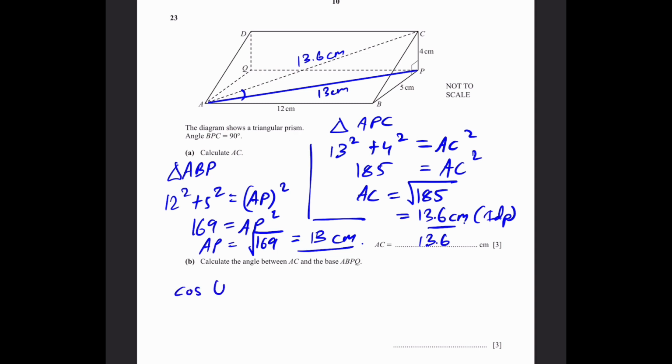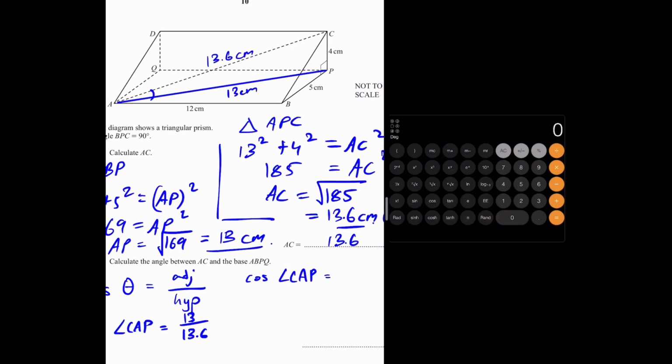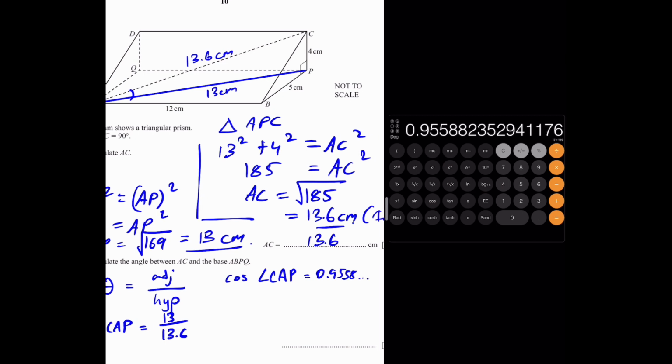So cos theta will be equal to adjacent by hypotenuse. So that means cos of angle CAP will be equal to adjacent, which is 13, by hypotenuse, 13.6. And that means cos of angle CAP will be, let's get our calculator out, 13 divided by 13.6, which is equal to 0.9558 dot dot dot. And that means angle CAP will be equal to cos inverse of this value.